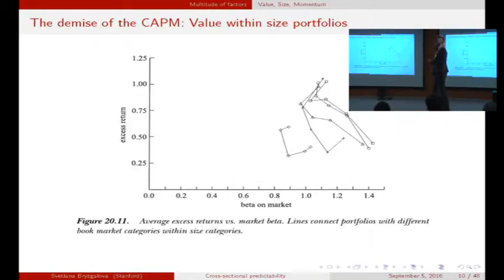I could repeat the same experiment. I could start with size, just sorting small companies and big companies. And then within each of those sortings, I could further look at the returns of value and growth portfolios. And again, check whether those align with the CAPM within each of those size deciles. And again, that's going to be a total mess. The relationship is not really linear. It is not explained by betas. It should be explained by something else.